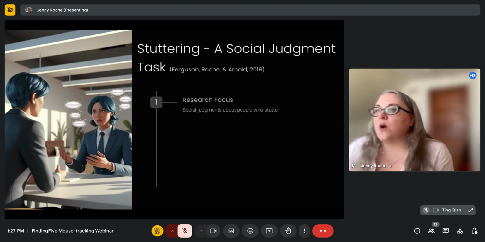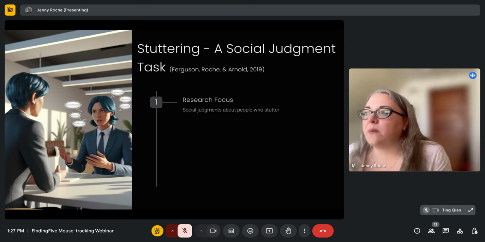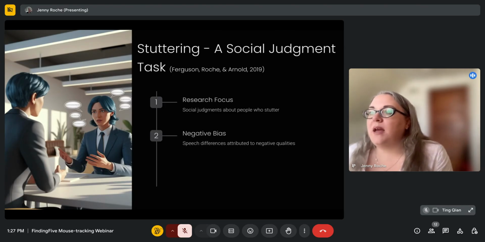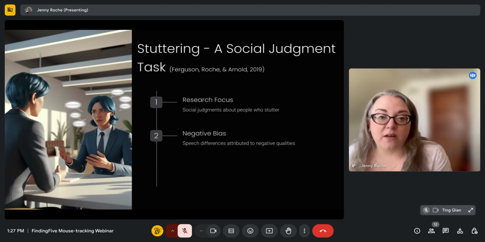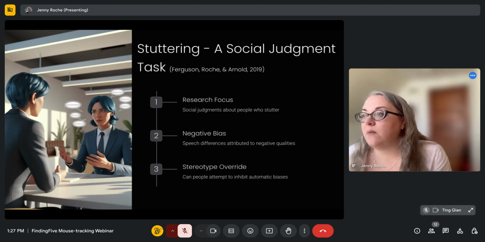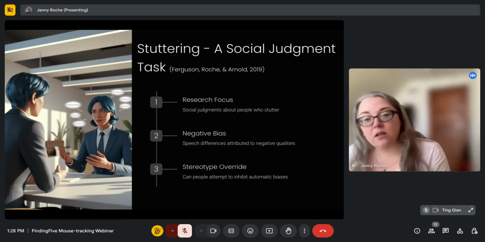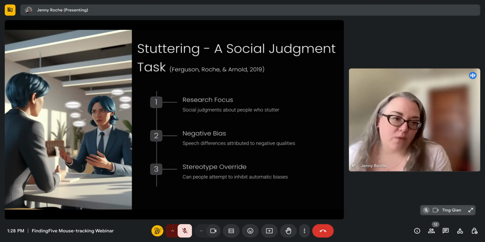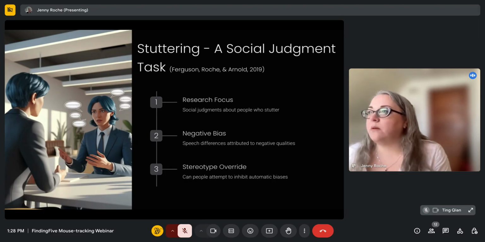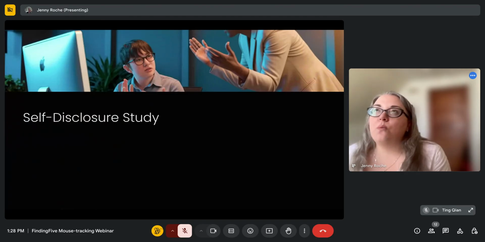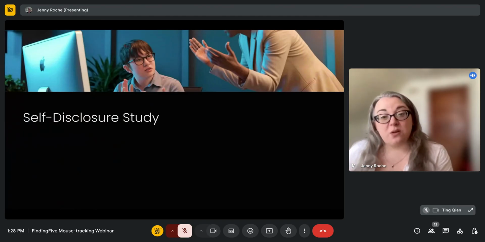Okay, so this project is really looking at social judgments about people who stutter. Because of their speech differences, they are often rated negatively by the general public. But we wanted to know whether or not people can attempt to inhibit their automatic biases to assume people who stutter are not as intelligent or nice or whatever negative quality they associate with people who stutter. Okay, but we also wanted them to change their mind.